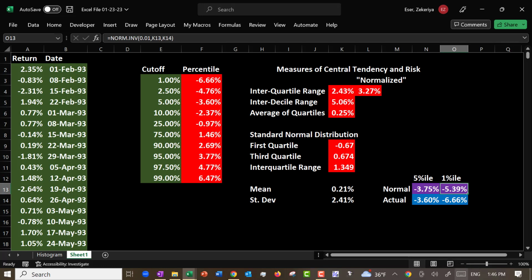Now, why is this important? A, this shows that the left tail of the actual distribution is fatter than the normal distribution. Whenever the actual extreme percentiles are higher in absolute value compared to what would have been implied by a normal distribution, those tails are fatter. The idea of fatter is we can actually figure something out.